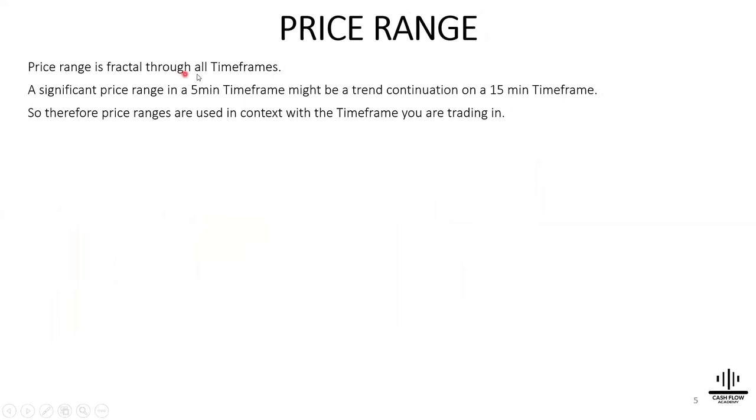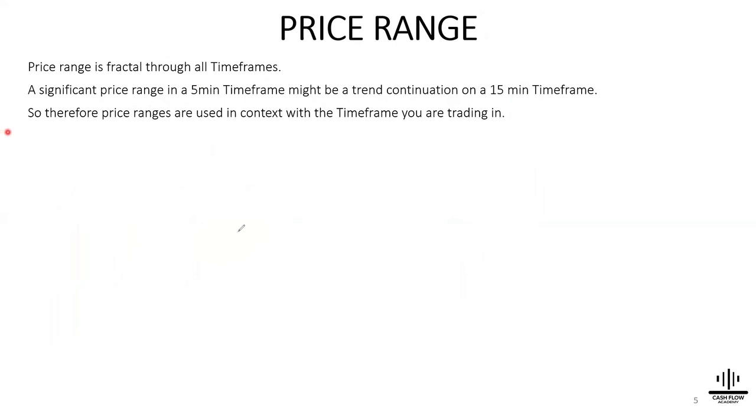Price range is fractal through all time frames. What does that mean? It means you can find price ranges in all time frames. A significant price range in a 5-minute time frame might be a trend continuation on a 15-minute time frame. So therefore, price ranges are used in context with the time frame you are trading in.